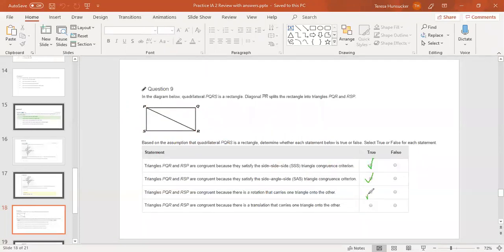So that is true. And last statement, triangle PQR and RSP are congruent because there is a translation that carries one triangle onto the other. No, because it's definitely turned. So that would not be a correct choice.